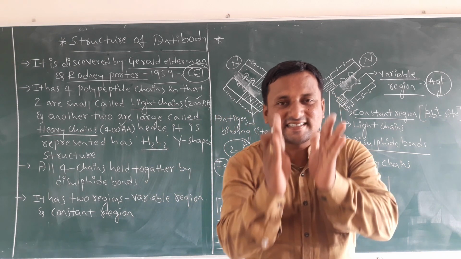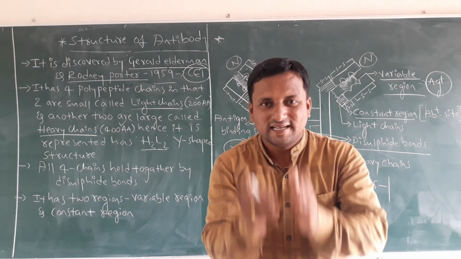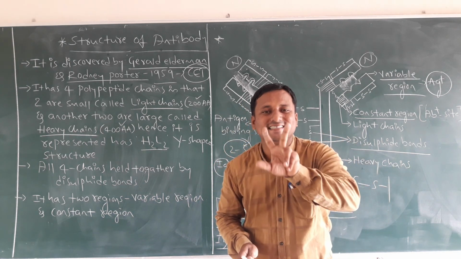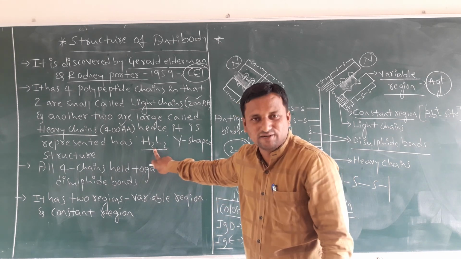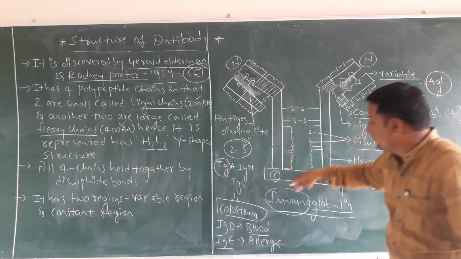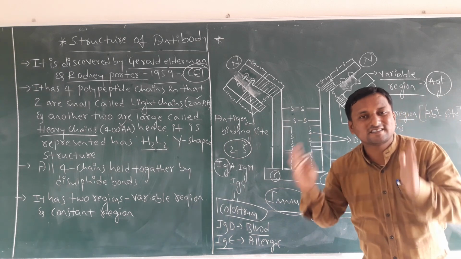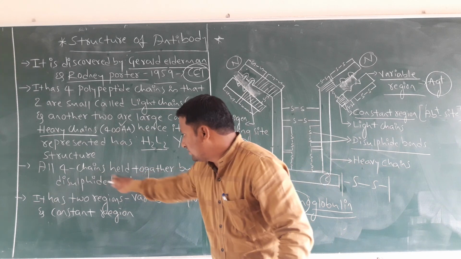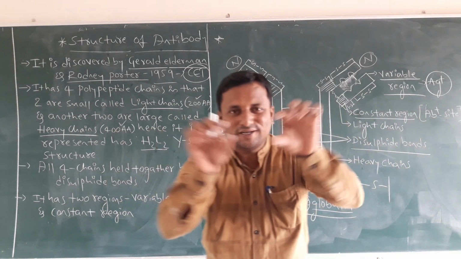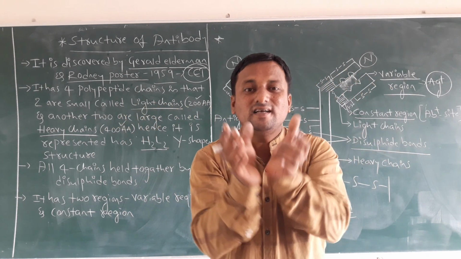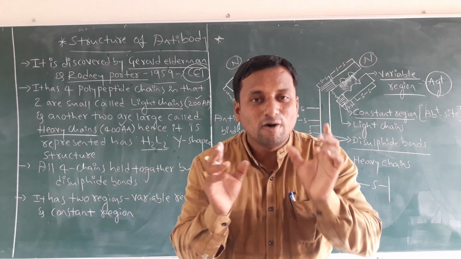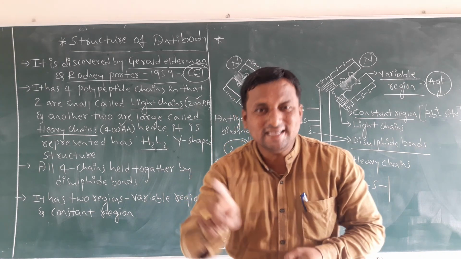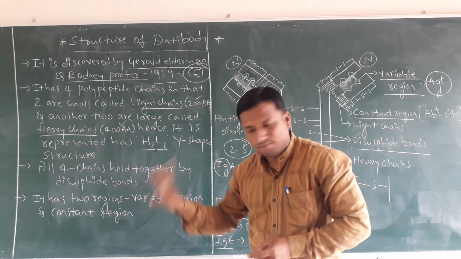What is this H2L2? H2 means 2 heavy chains. L2 means 2 light chains. So that's H2L2. How does it look? It looks like a Y-shaped structure. So this is the way they are arranged. All 4 chains are held together by how are they attached? They are attached by the sulfide bonds. How many? Two sulfide bonds. That's why it is called disulfide bonds.